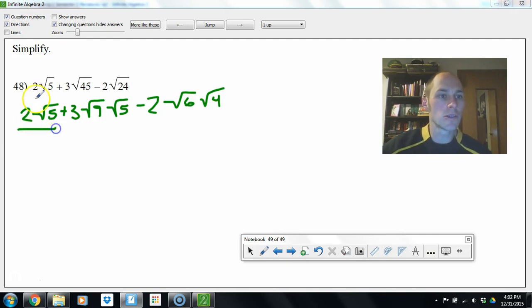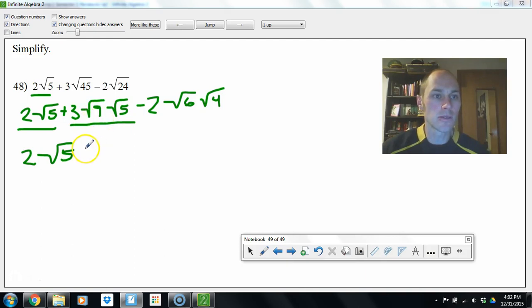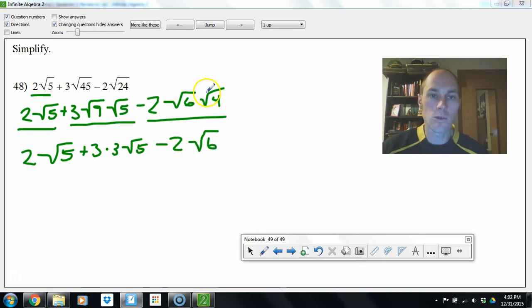So this first term, 2 square root of 5, we'll keep as 2 square roots of 5. And the next term, 3 times square root of 9 times square root of 5. Well, square root of 9 is 3, so we have 3 times square root of 5. Next term, negative 2 times square root of 6 times 4, or square root of 4. Square root of 4 is 2. So now we simplify all these.